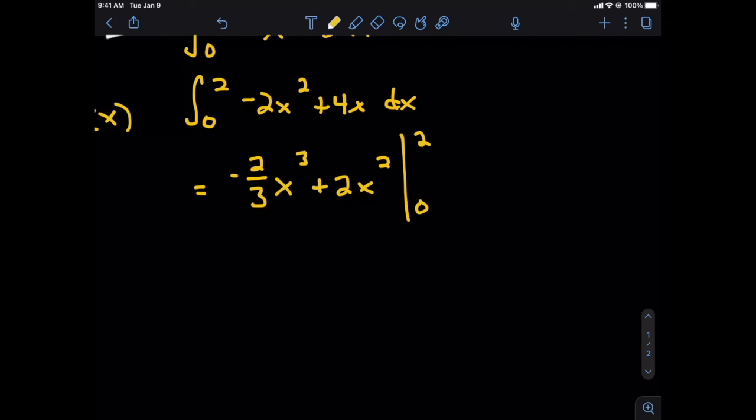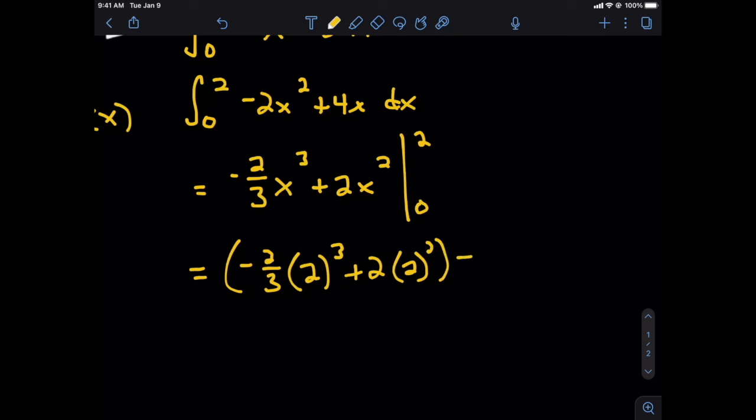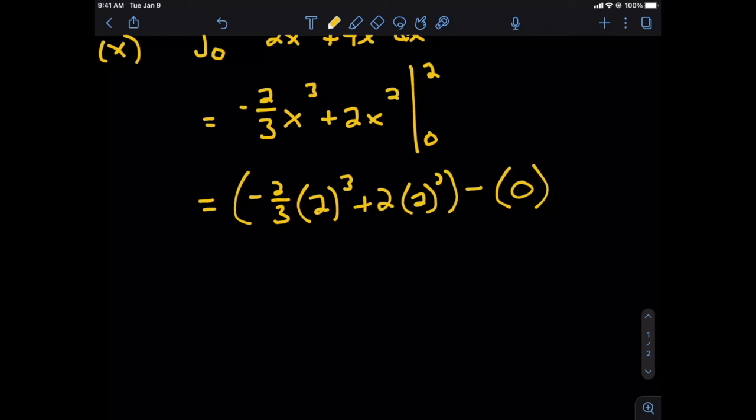Now for a little substitution and arithmetic, we're going to plug in 2 for x. So we get negative 2/3 times 2 to the third plus 2 times 2 squared. And that's the first part. And then, notice how we have a 0 and then 2 x's. Well, anything times 0 is just 0, so this whole thing's going to come out to 0 on the right. That's awfully convenient. Thank you, universe, for the handout.